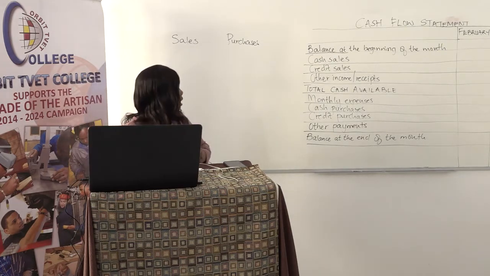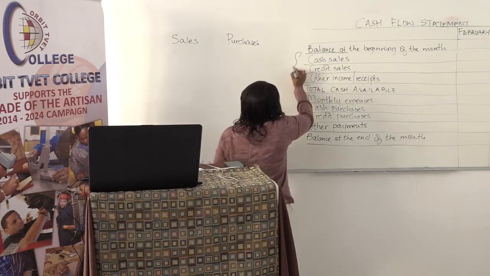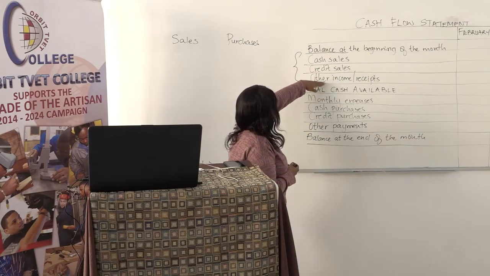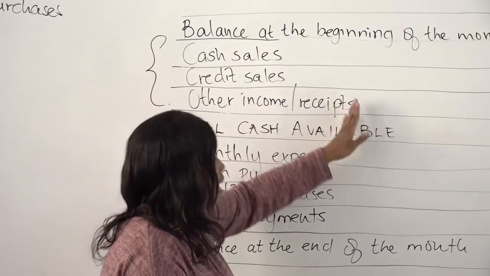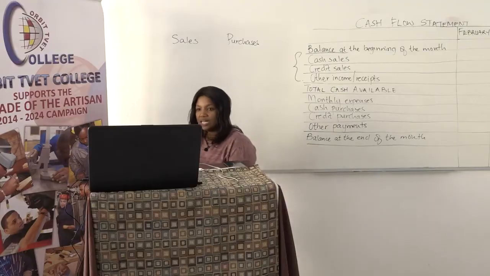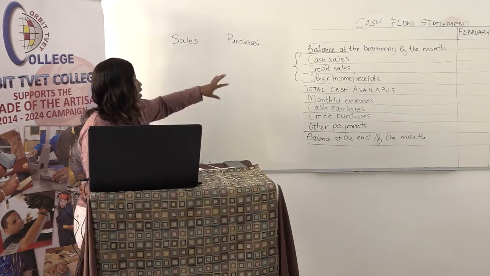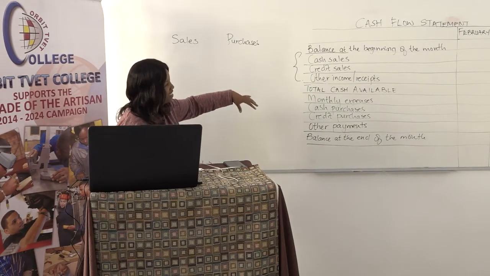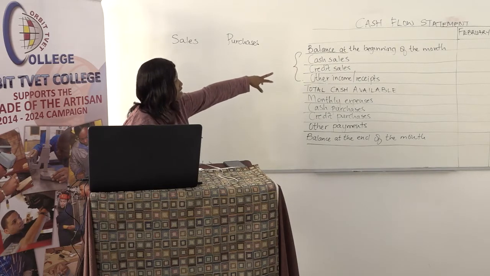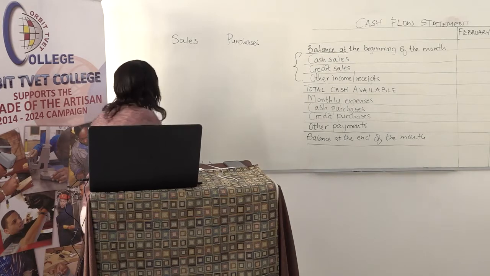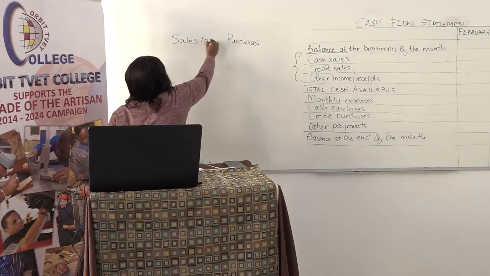When we look at our receipts, we are looking at this part where we are going to cover the cash sales, the credit sales, other income or other receipts. Firstly, let's look at the receipts. Actually, the sales are divided into two, the cash sales as well as the credit sales. Our sales are always 100%.